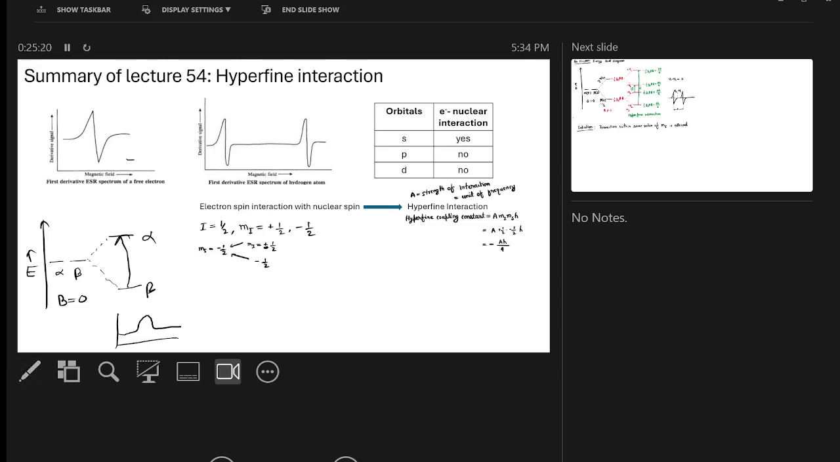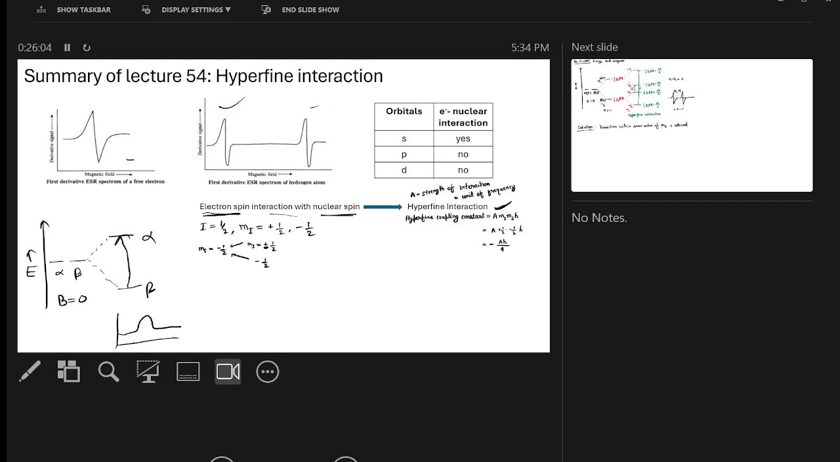But interestingly, if you see the ESR spectrum of hydrogen atom, we are getting two peaks. Why two? Hydrogen has only one unpaired electron, then why are we getting two peaks in the EPR spectrum of hydrogen atom? This is because the electron spin interacts with the nuclear spin, and that we call hyperfine interaction.